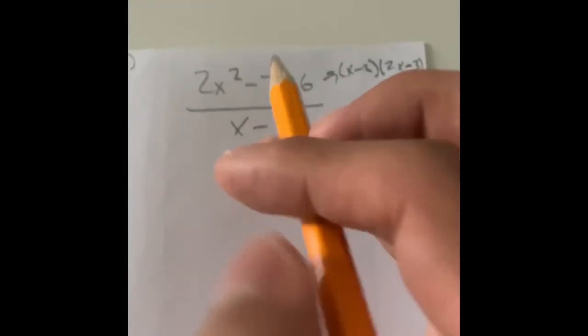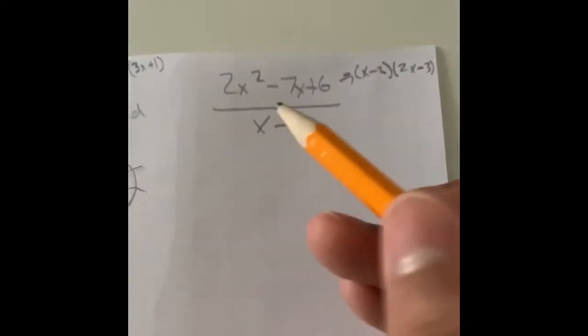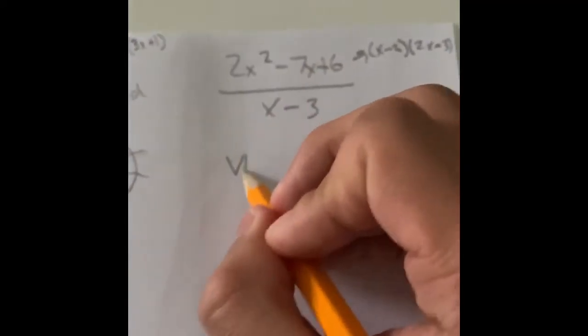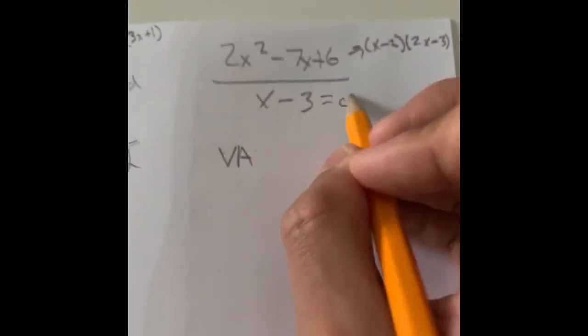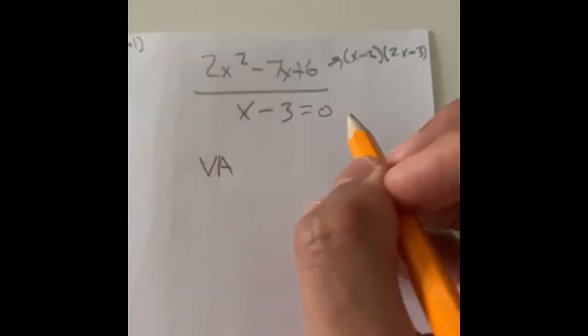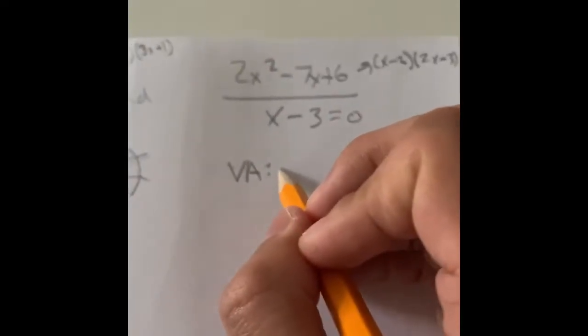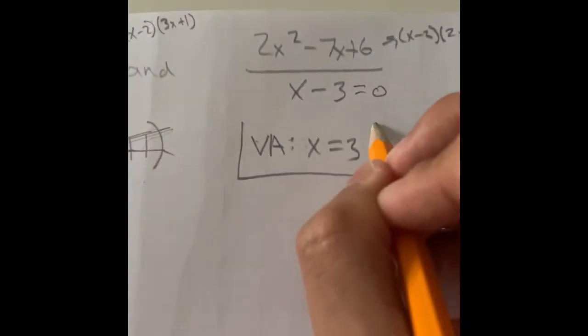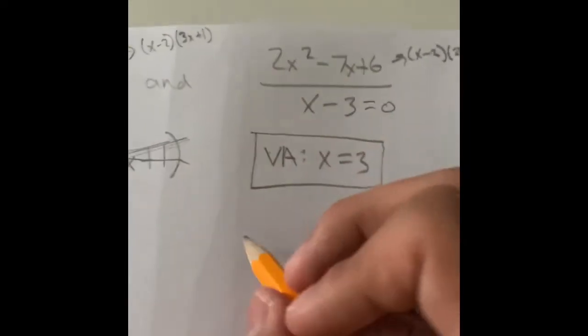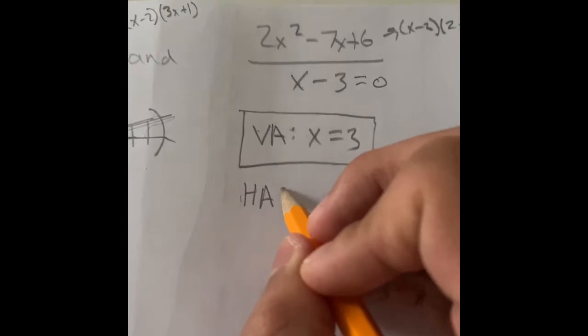So here's the next equation. Let's first find the vertical asymptote, because it looks easy. You just set the denominator equal to 0, and you see x minus 3 equals 0, boom. Vertical asymptote, x equals 3. Easy peasy, right? That's your vertical asymptote. And now, let's go into horizontal asymptote.